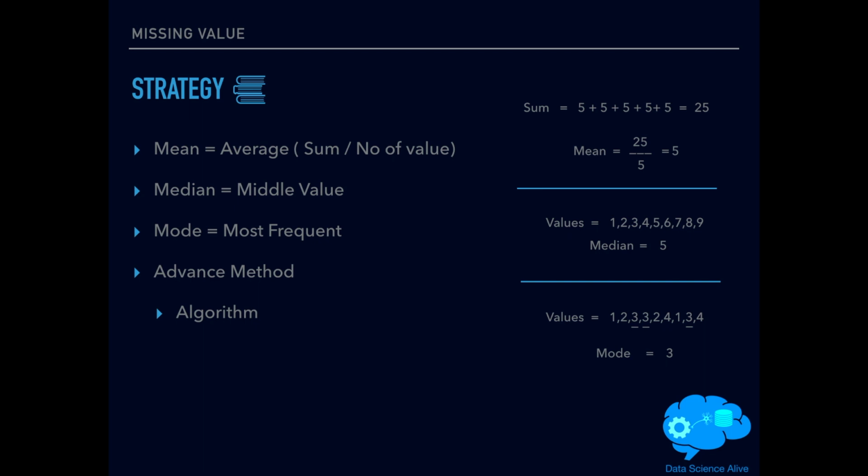The last strategy is the advanced method using an algorithm. We can use algorithms like random forest or decision tree to replace the missing values. This is another method of replacing the missing value using an algorithm, and it is one of the most advanced methods. Whenever you have a categorical variable, as a rule of thumb, please use mode as your strategy.